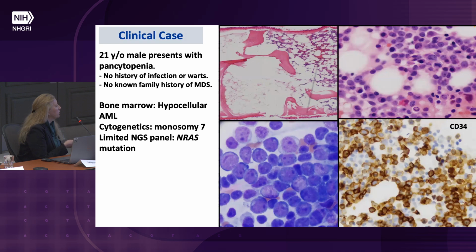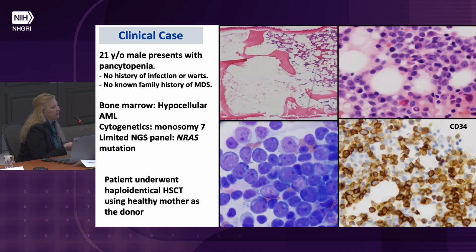This was from a 21-year-old male who presented with pancytopenia. He had no history of infection or warts, no known family history of MDS. And this was his bone marrow biopsy, we can see that the marrow is very hypocellular, and there are a number of very immature-looking cells that are positive for CD34, consistent with blasts. And here's the aspirate smear, you can see sheets of blasts. Flow cytometry identified that the blasts were myeloid in origin. Cytogenetics showed monosomy 7. A very limited NGS panel was done that identified an NRAS mutation.